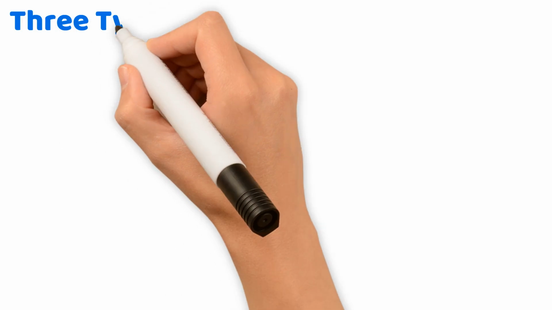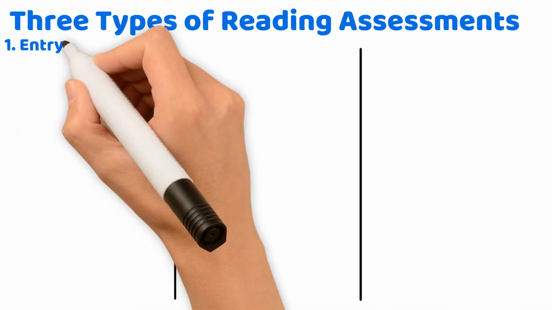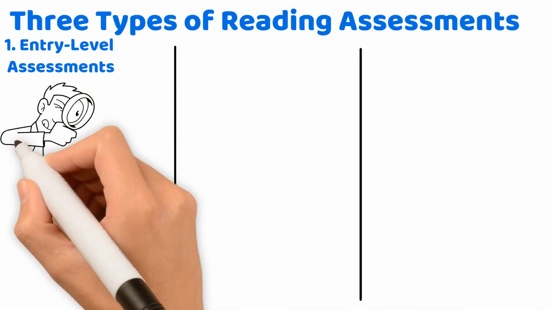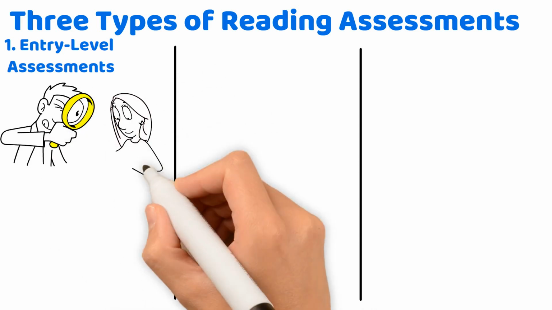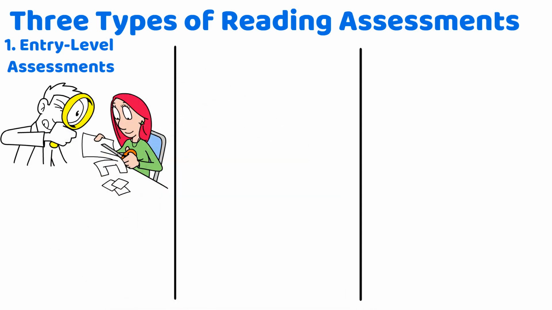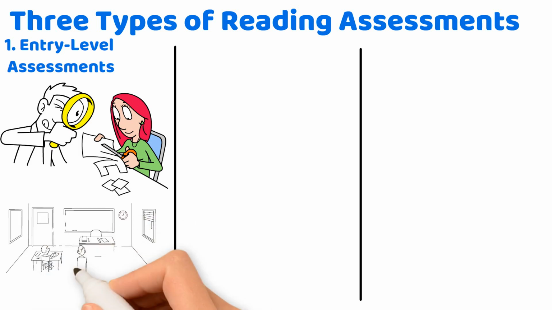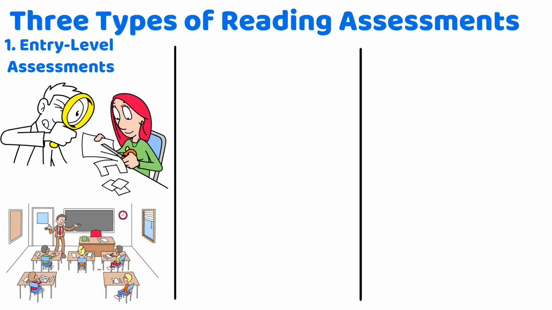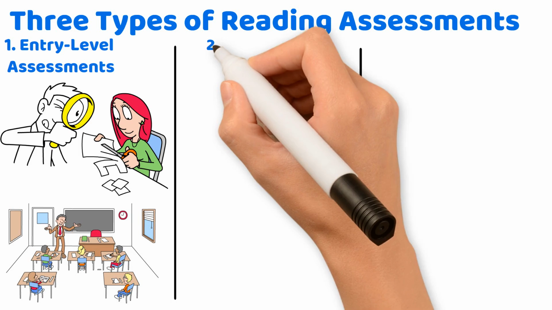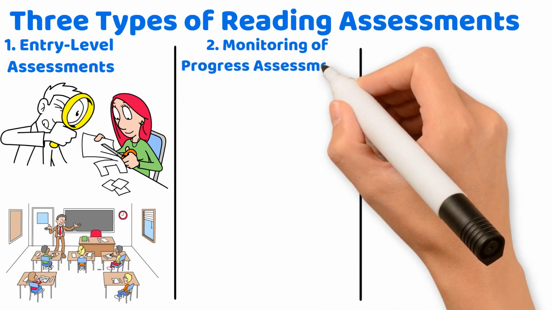Three types of reading assessments. 1. Entry-level assessments. These are conducted before a new lesson or unit to gauge what students already know about the upcoming material. For example, a teacher might use a quick quiz to assess prior knowledge before starting a unit on poetry. 2. Monitoring of progress assessments.